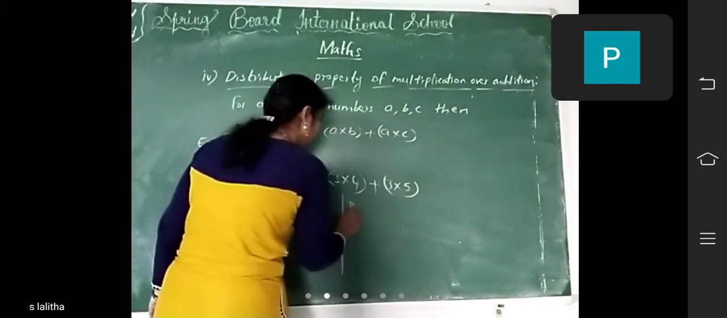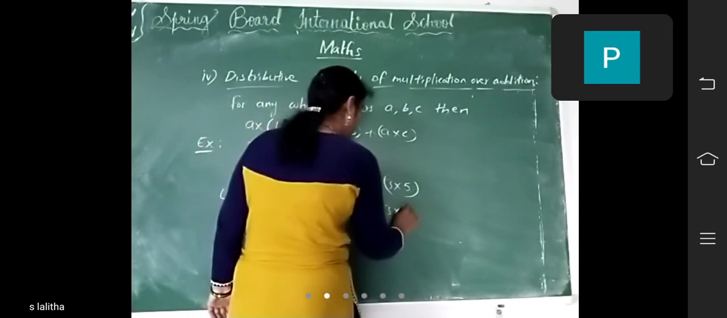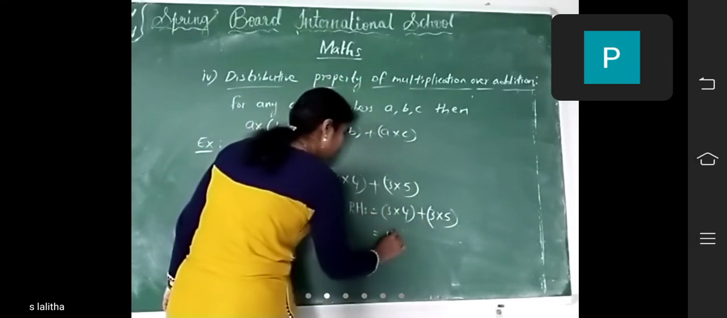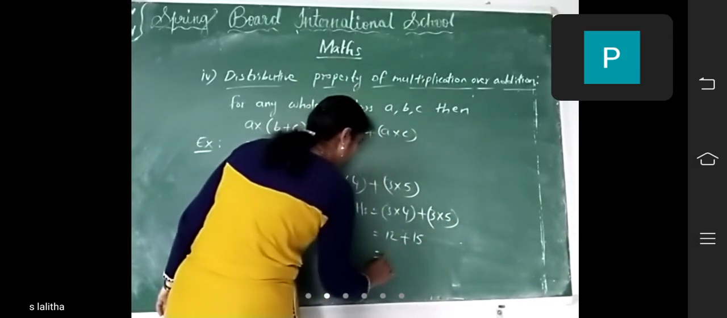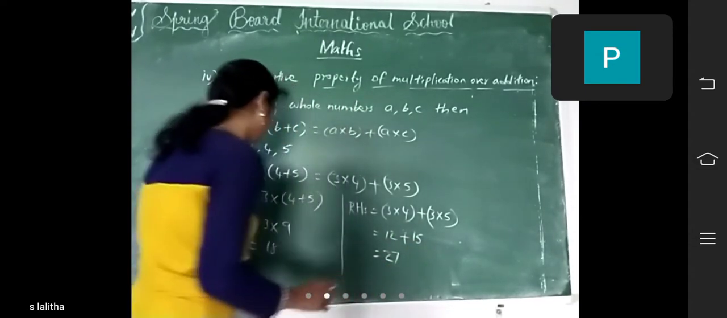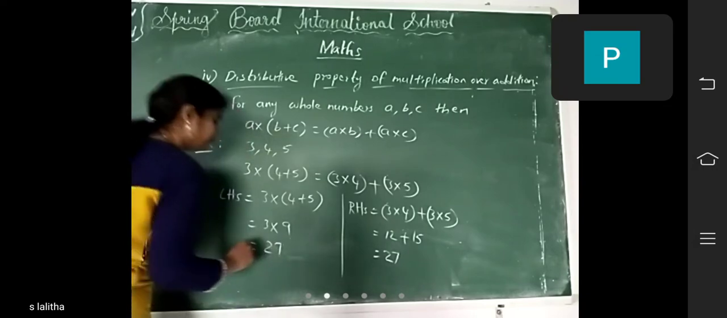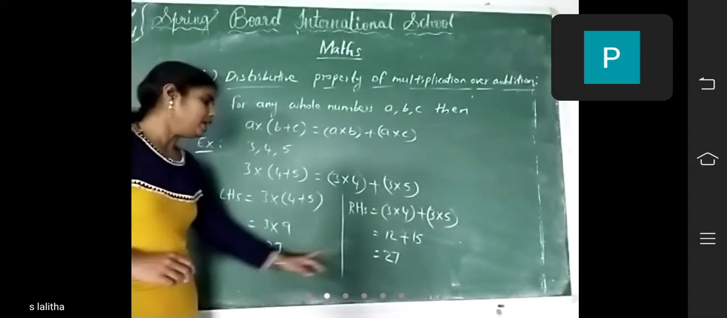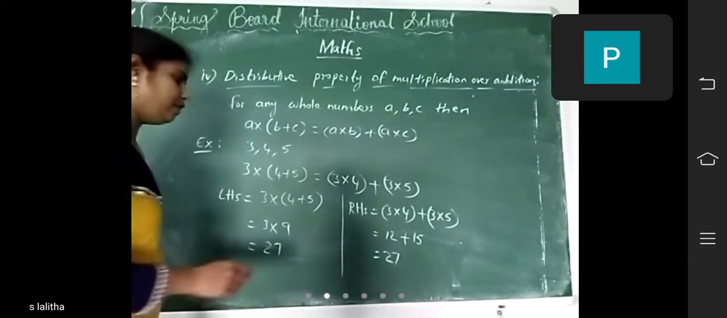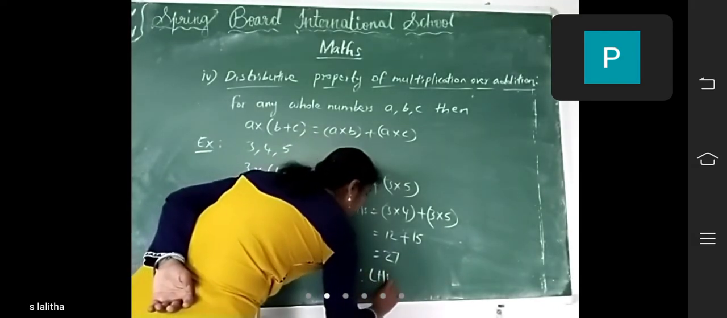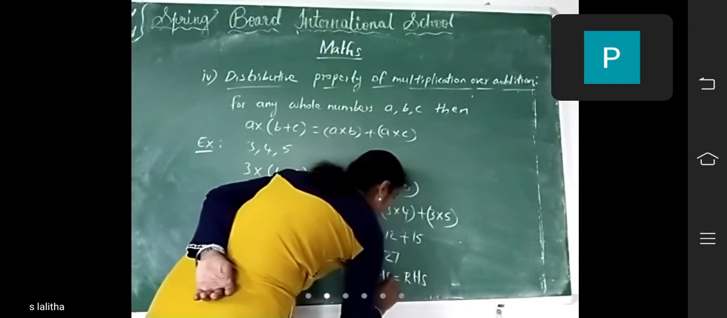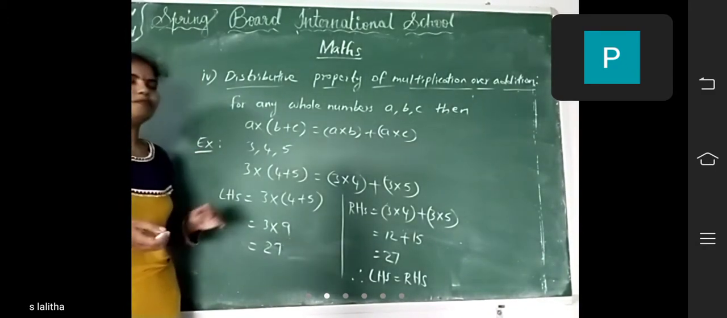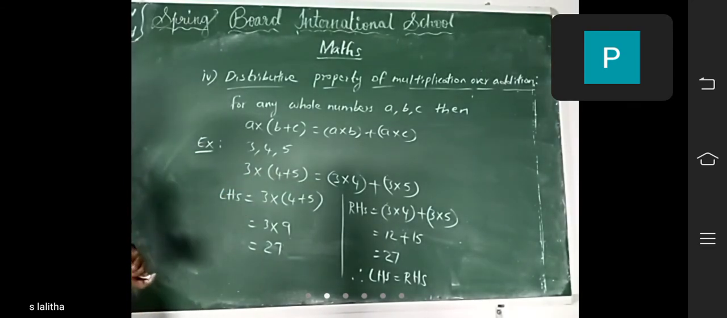Now RHS. 3 into 4 plus 3 into 5. 3 fours how much? 12. 3 fives how much? 15. How much is 12 plus 15? 27. Now look here. Are both equal or not? Both answers are equal. Therefore, LHS is equal to RHS. Did you understand now? This is the distributive property of multiplication over addition. Okay? Come on, Raj.